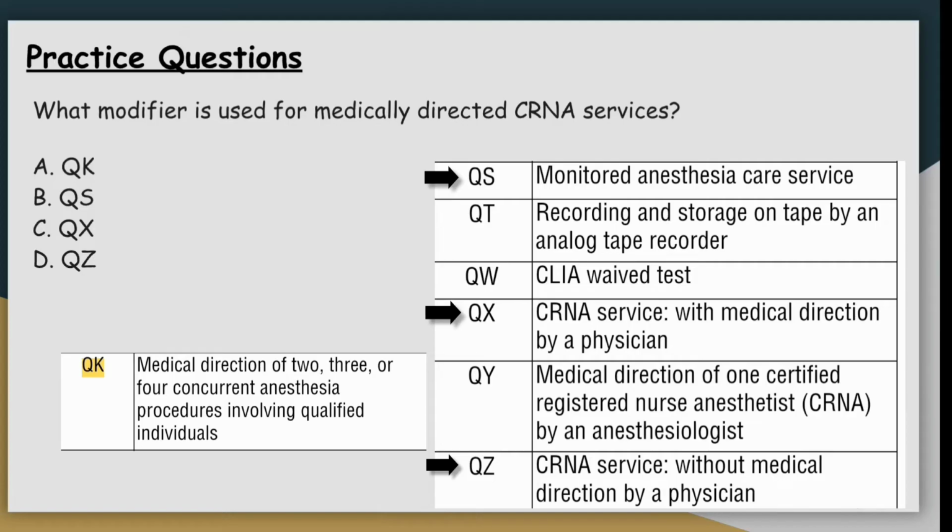So the appropriate modifier is QX, that is for CRNA service with medical direction by a physician. That is what they are asking for. So the right answer will be option C.